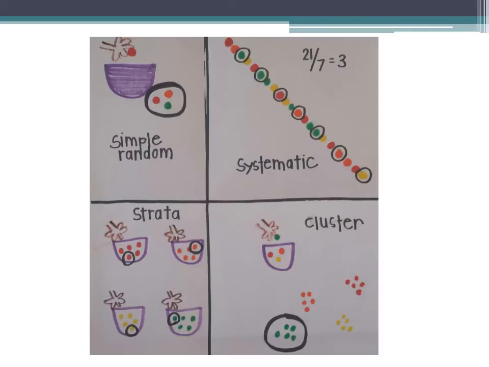Systematic would be lining up all the M&Ms, and there we have 21. And we need a sample size of 7. So we divide 21 by 7, and we get a skip interval of 3. So starting at the first one, we would count red, orange, green. Green is the third one, so we circle it. Yellow, red, green. Then we have another one. Green, yellow, red. Then we have another one. So every third M&M gets circled, and those end up being our sample.